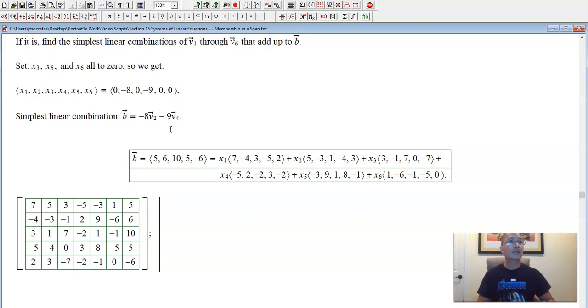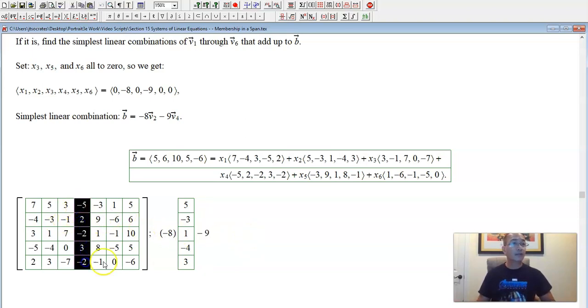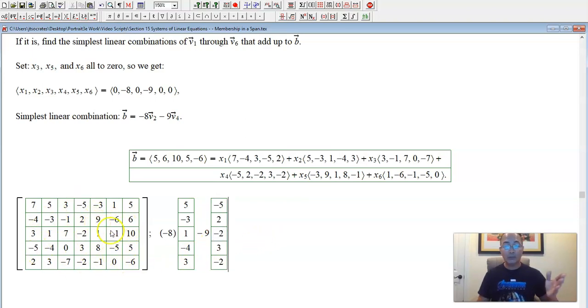So here's what I'm going to do. I'm going to take negative 8 and multiply it by v2, which we find here in column 2. So I'm going to copy that here, and I want minus 9 multiplied by v4, which is found here in column 4. Okay, so we already typed out this matrix. Why should we type v2 and v4 all over again? They're found in this matrix. Is that correct? Boom! We get 5, 6, 10, 5, minus 6. So that is indeed our vector B.